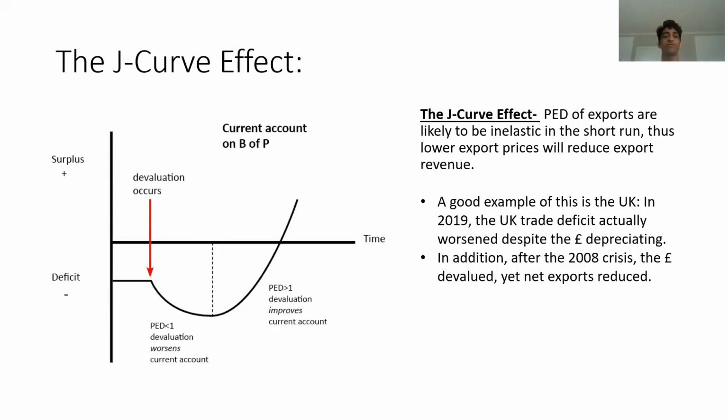And as you can see from the graph, when PED is less than 1, you actually see a worsening. See that decline over here. And then only over time will that improve. So sometimes depreciating your currency will actually have the opposite effect in the short run. And I think a good example of this would be the UK, that even though the pound has been subject to a lot of depreciation since 2008, the current account deficit has not improved at all. As a percentage of GDP, it's actually gotten worse since 2007, 2008. So as a result, I think the UK is a prime example of how depreciation doesn't necessarily work.